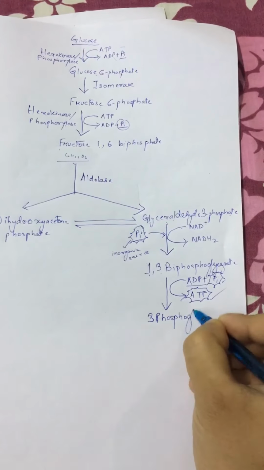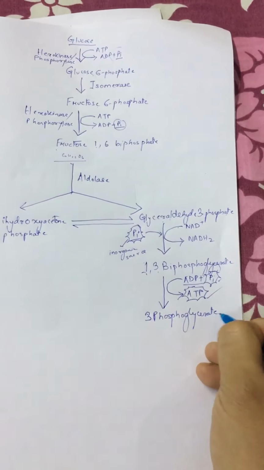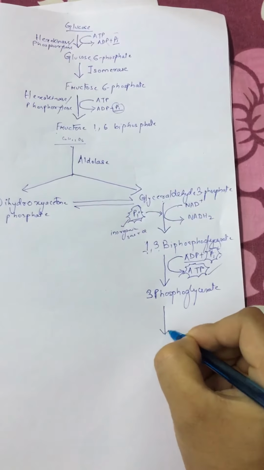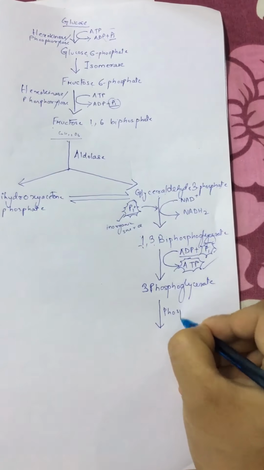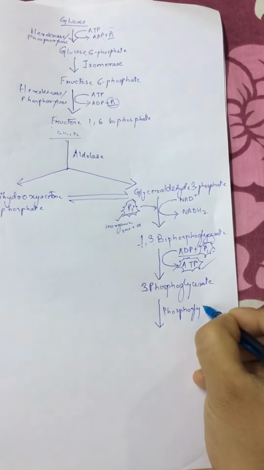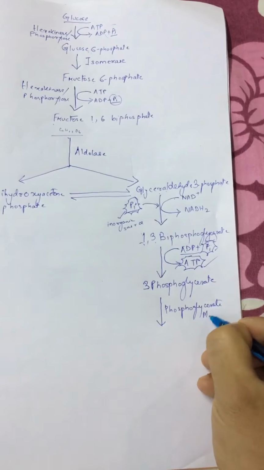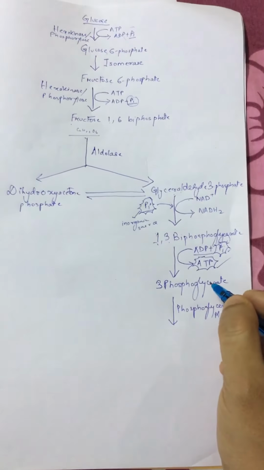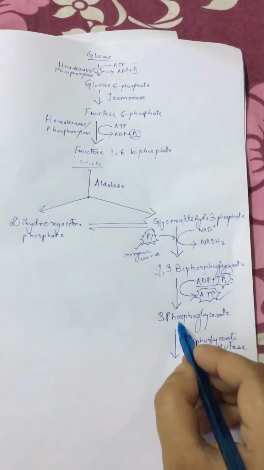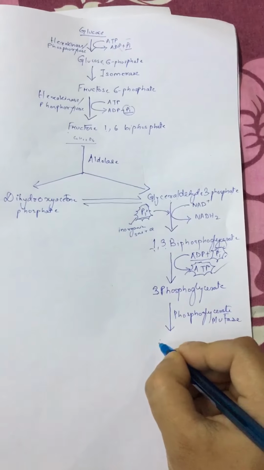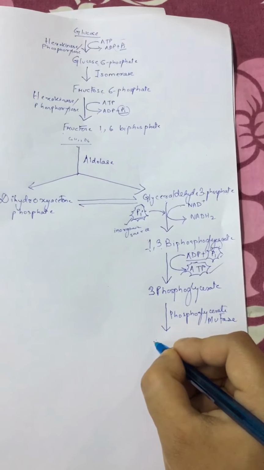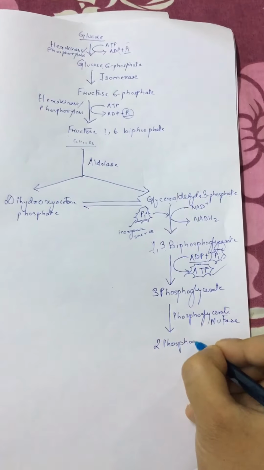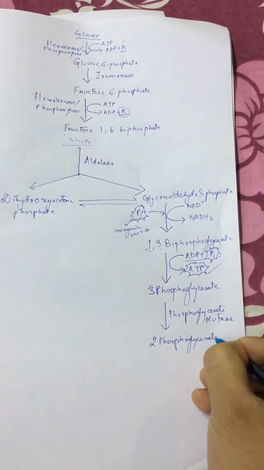Now, since one inorganic phosphorus has come out, this compound will be 3-phosphoglycerate. That means at carbon number 3, one phosphorus group is present. Now in the presence of an enzyme called phosphoglycerate mutase, the phosphorus group will be shifted. That means this phosphorus group at carbon number 3 will be shifted, and this compound will be 2-phosphoglycerate. That means now the phosphorus group is present at carbon number 2.